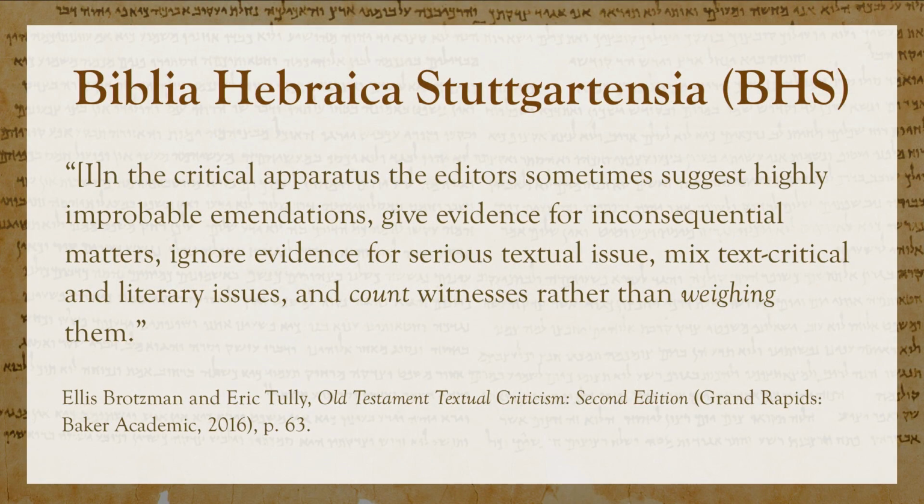Brossman and Tully again. In the critical apparatus, the editors sometimes suggest highly improbable emendations. These are criticisms of the BHS: give evidence for inconsequential matters, ignore evidence for serious textual issues, mix text critical and literary issues, and count witnesses rather than weighing them. So these are some of the problems that scholars have identified with this old 1977 reconstructed Hebrew text, is that the apparatus is not as good as it could be, and it does have some problems with it, which is why they have started on a fifth version.